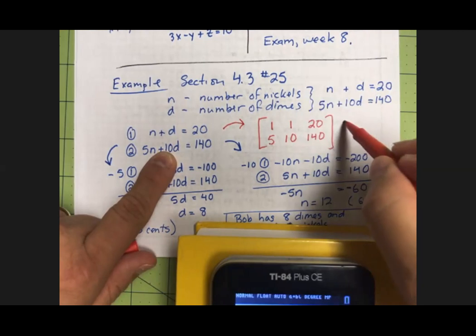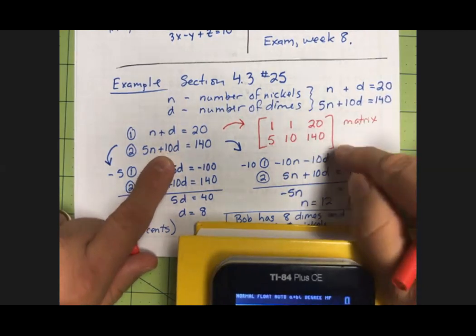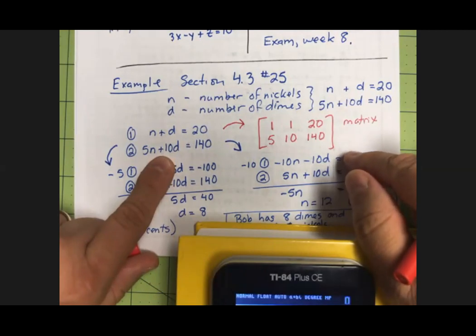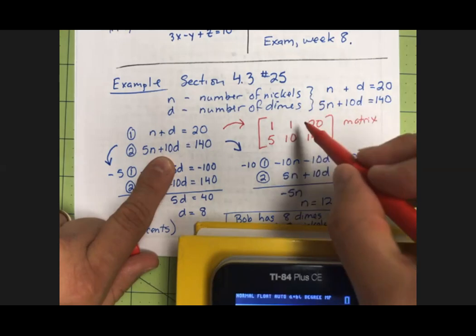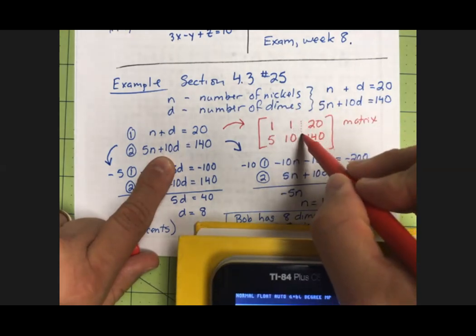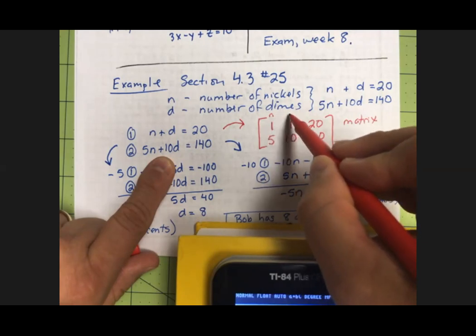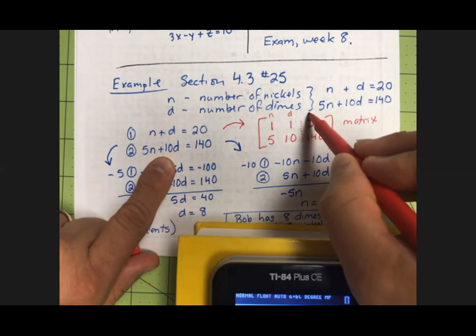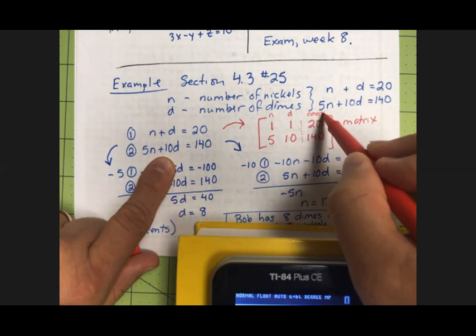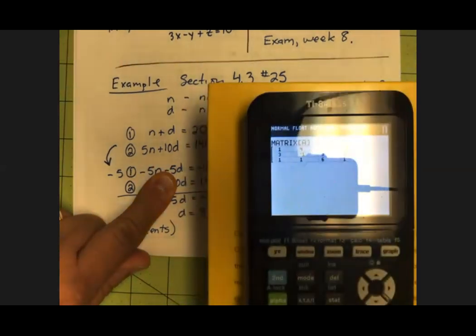So you see that this thing, this thing called matrix, is just the core information. Who cares whether I call them N's and D's or X's and Y's or P's and Q's? That's not important. But you can imagine a little divider there. These are the numbers of nickels. This column represents nickels. This column represents dimes. This column represents the constants. This is how I type it into calculator.